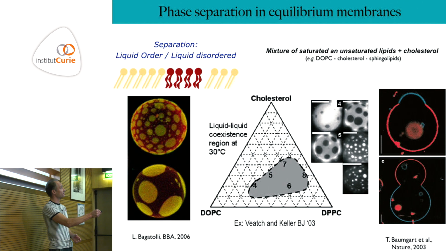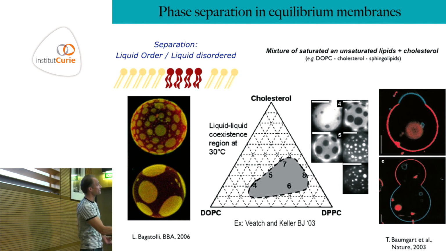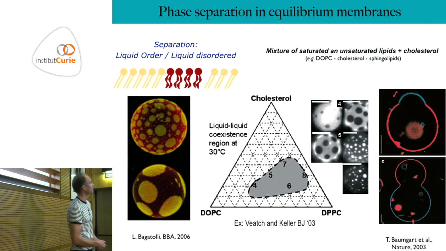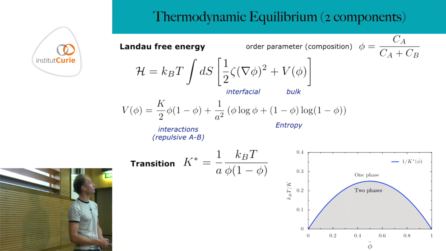These domains are circular, which means that there is a line tension that wants to reduce the area of the domain. And you can make a phase diagram in terms of your three components in this case, and you find phase separation somewhere here, and that depends on the temperature. The main difference between a membrane and a bulk is that in a membrane, if you have phase separation, this can be coupled to the deformation of the membrane, but we won't talk about this now. So how do you describe this?